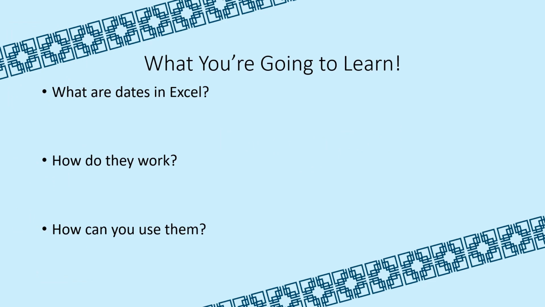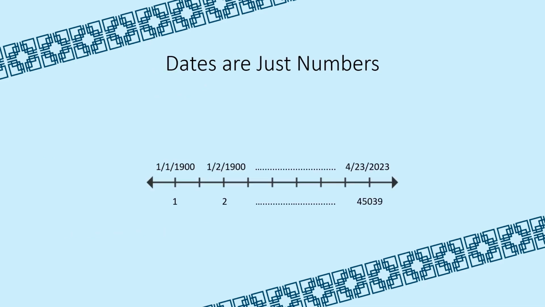In Excel, we are able to use dates like numbers in calculations. The reason this works is because dates are just numbers. Each date has a corresponding number to it, starting back with January 1st, 1900 equaling 1, and each subsequent day increasing by 1. So this means January 2nd, 1900 equals 2, and today, April 23rd, 2023 equals 45,039.